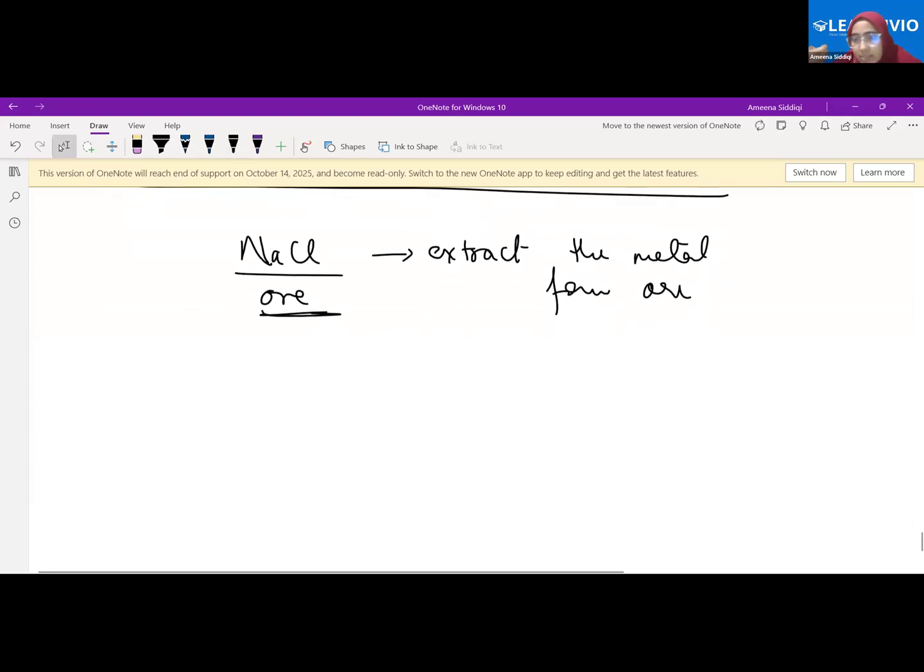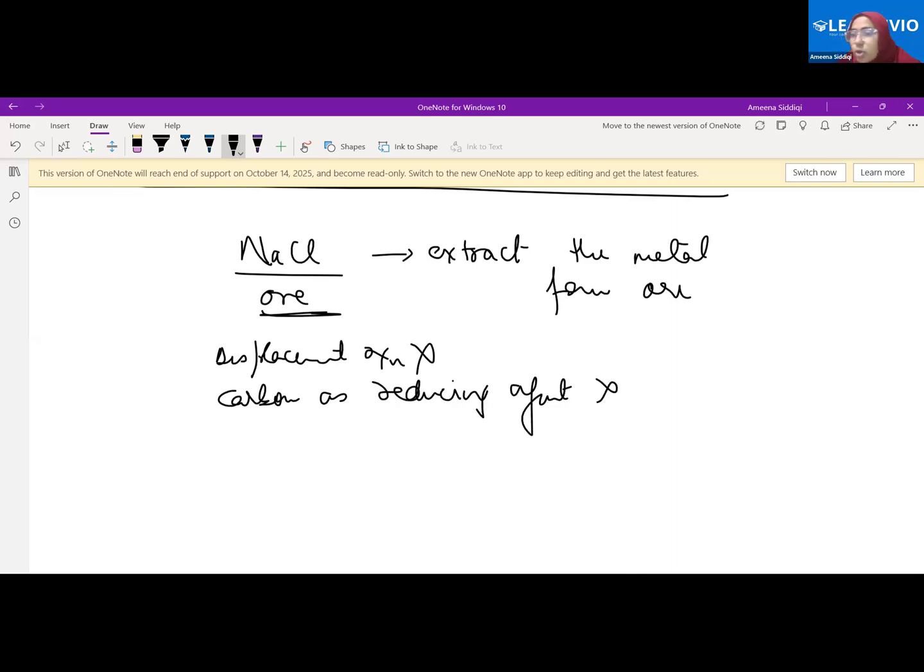Since these are already themselves the most reactive metals, we cannot use a more reactive metal for them. Therefore, we cannot use the displacement reaction, right? The displacement option is gone. The second one, carbon as reducing agent, that also we cannot use. Why? Because oxygen has more affinity towards them than carbon. Now, what option are we left with? We use electrolytic reduction, reduction in the presence of electric current.